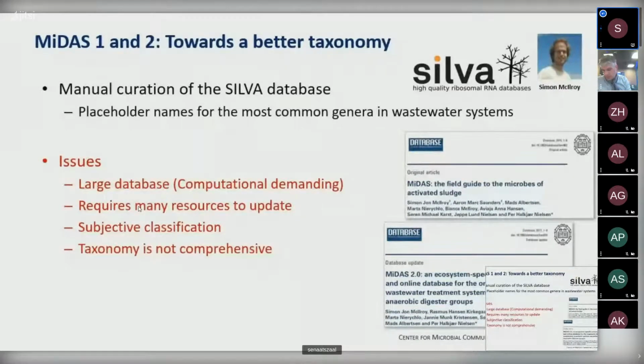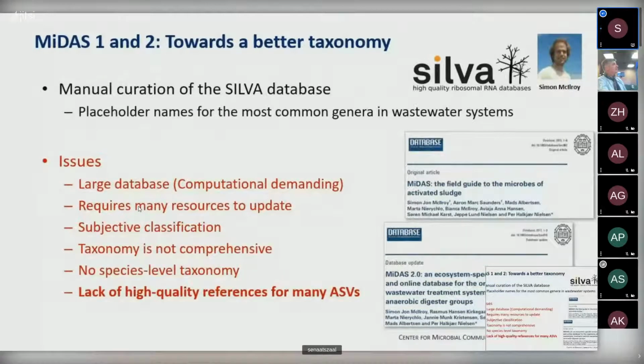Also, the taxonomy is not comprehensive. We only have genus level resolution for the common genera in wastewater treatment systems that the curator has curated. And there is no species level taxonomy, so we can't go beyond genus level classifications. And finally, because SILVA is a universal reference database, it's not really suited for wastewater treatment systems. So there will be a lack of high quality references for many of the amplicon sequence variants we see in our ecosystem.